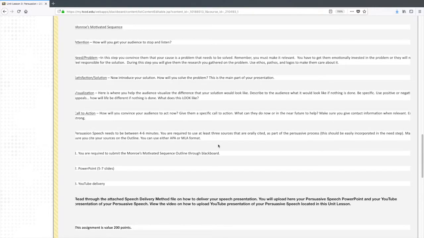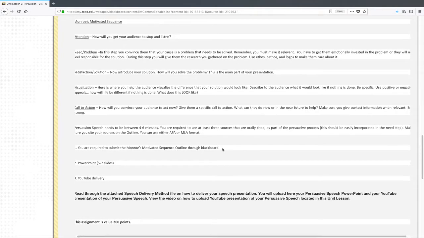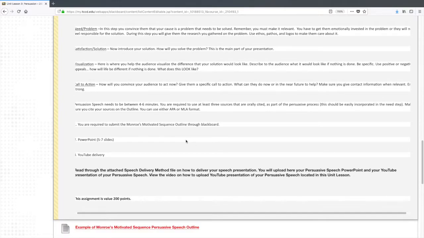You are required to use at least 3 sources, just like you did for the informative speech. Please orally cite those sources. So make sure you cite your sources on the outline. Just like the informative speech outline, you will type in your sources on the outline for the persuasive speech, and I will go over the outline in a little while. You can use either APA or MLA format.